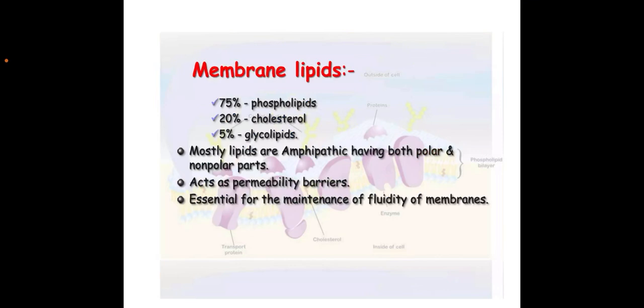Mostly lipids are amphipathic, having both polar and non-polar parts. That is to say, they have one part that is charged, that means polar, and the other is non-polar, which does not contain poles or charges at all. So that acts as a permeability barrier. Selective movement of molecules is allowed by the permeability barriers, and it is essential for the maintenance of fluidity of the membrane.